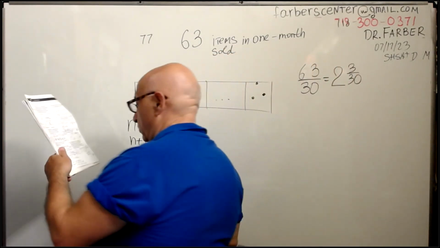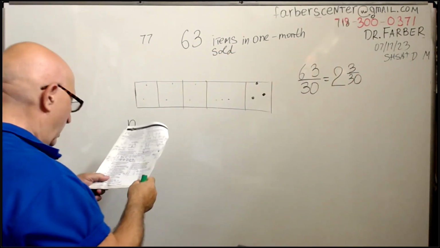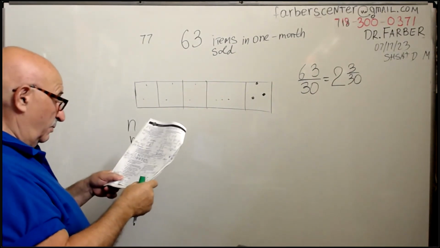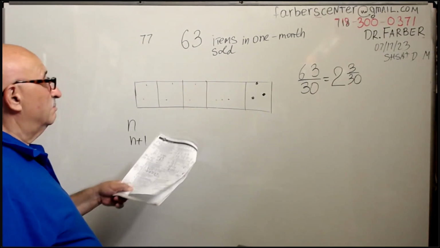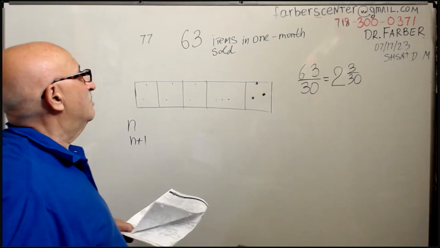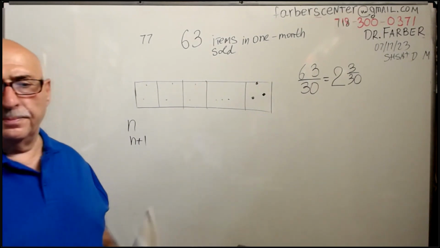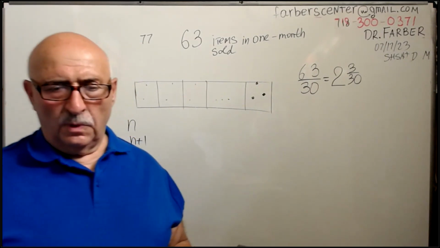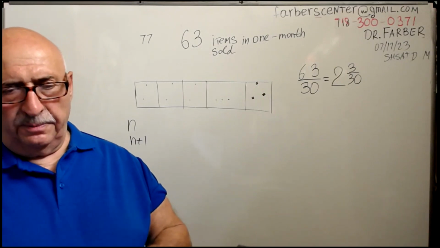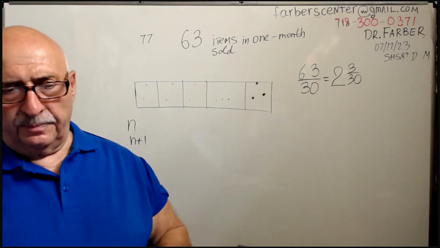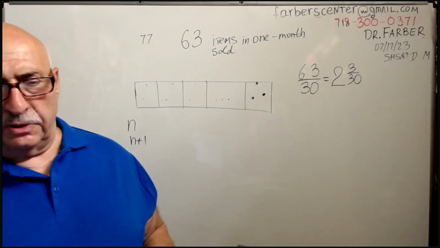Now look at the multiple choice. At least 3 items were sold in one day. Exactly, it goes from the Dirichlet theorem. Who understands this 100%? Who has any questions on this problem?